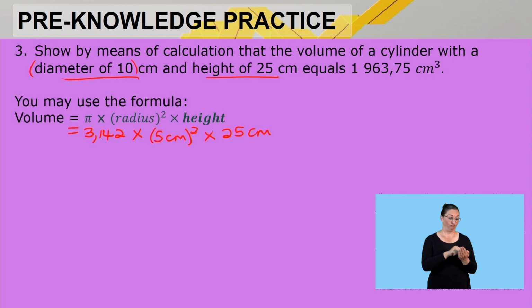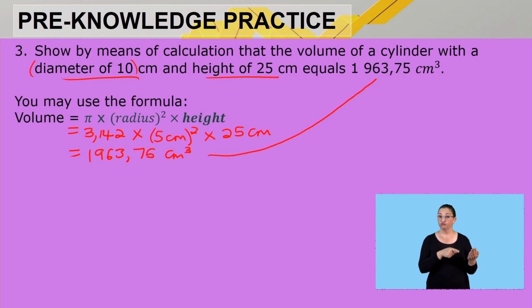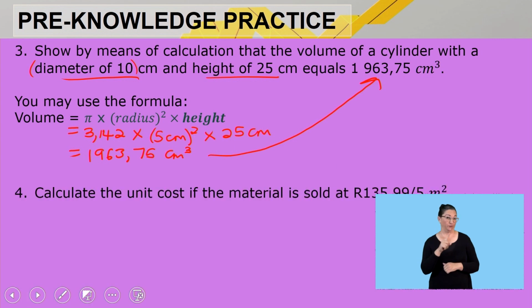Now let's key that in on our calculator. 3.142 multiplied by 5 squared multiplied by 25. Guys, so when I simplify this is what I see on my calculator: 1,963.75, and remember it's volume, so I indicate my unit as cubic centimeters. Guys, so based on our calculation, can you see we proved that this is indeed the correct volume for this cylinder. Okay, let us look at one more question.